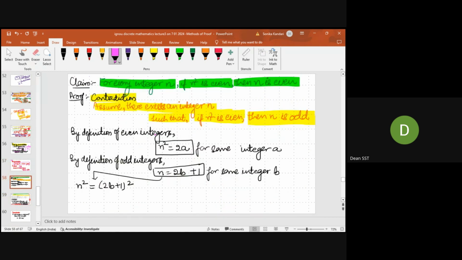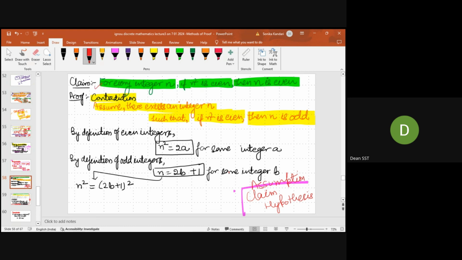Contradiction. What is a claim? Class, what do you mean by claim? Claim means hypothesis, or we can say claim means assumption. Claim is hypothesis or assumption.